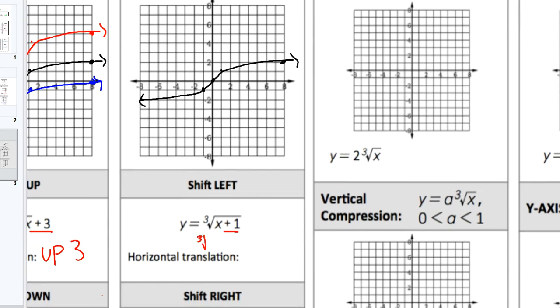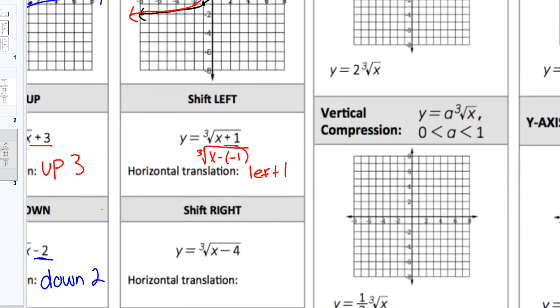Again, that's because it's the cube root of x minus a -1. That -1 is what's shifting it left 1. So every single point here is going to get shifted to the left 1, which means it's now shifted that way a little bit.